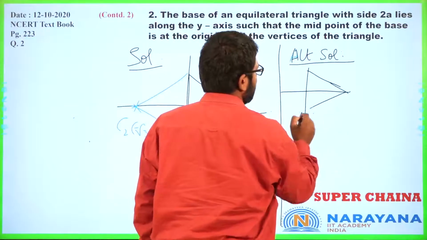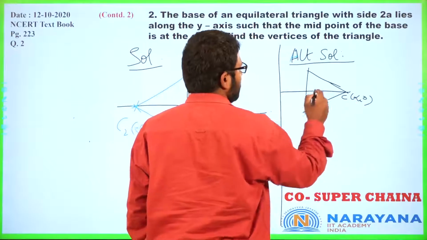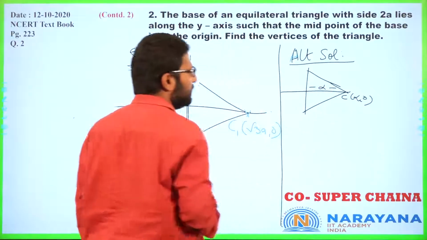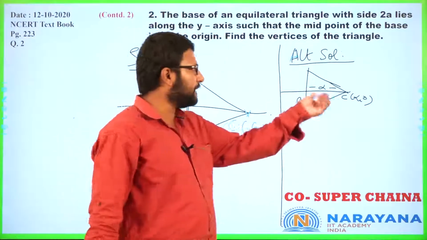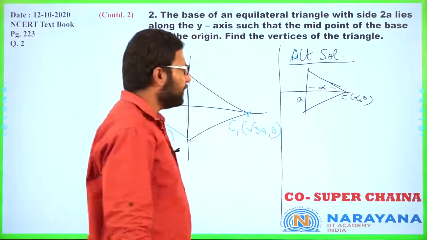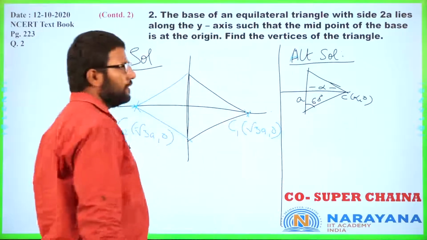We know this equilateral triangle is going to lie like this, and we are trying to find C, alpha comma 0. This distance is alpha, no? Somehow if I can find this distance, my work is done. Keep in mind that this angle is 60 degrees in a triangle.